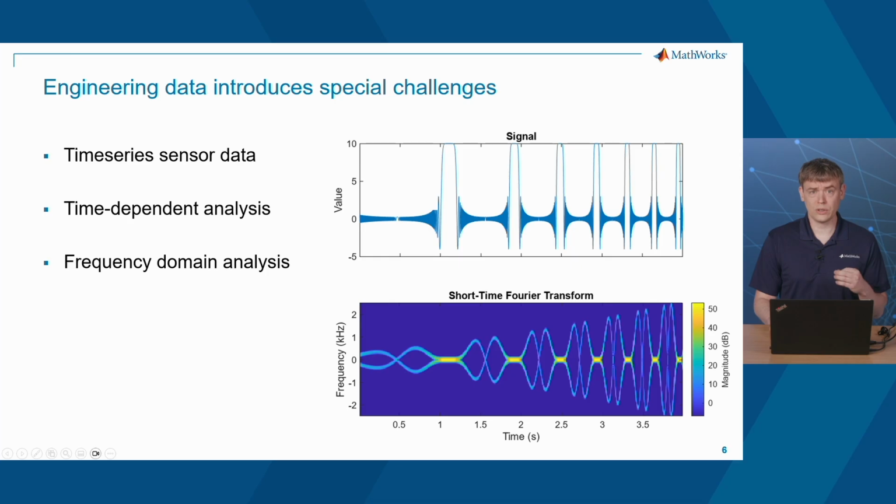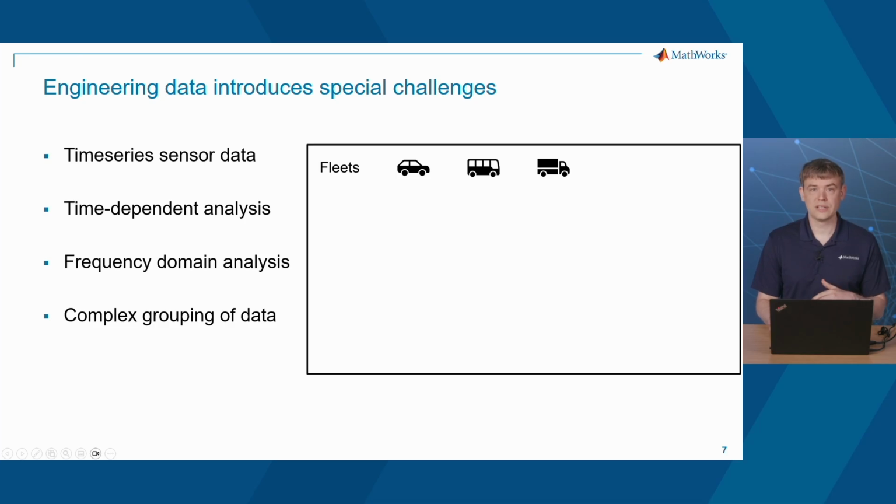In addition, we might want to look at our data in the frequency domain, where we can see not just the sensor's value over time, like in the top plot, but also see the magnitude of the different frequencies that it contains. This can add a lot of additional insight to what's happening inside of our data. And all of this time-dependent and frequency domain analysis happens in the presence of complex groupings in our data.